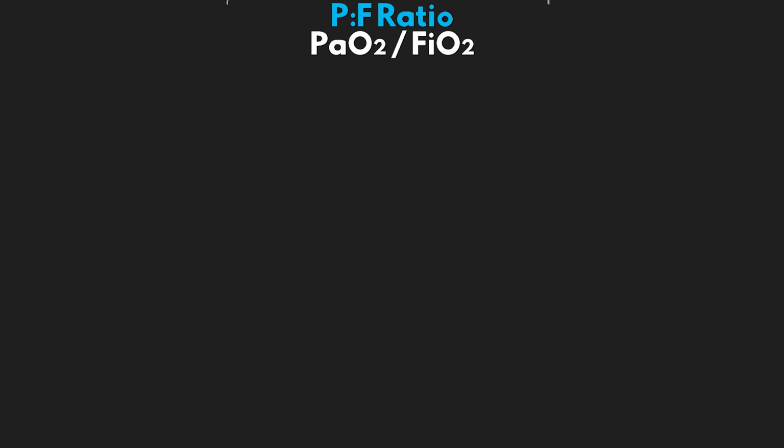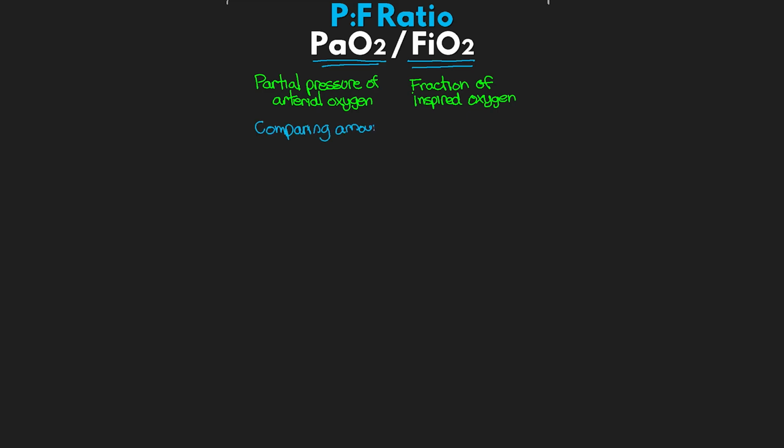So essentially, our PF ratio is a shortened way to say our PaO2 to FiO2 ratio. PaO2, as we know, is our partial pressure of arterial oxygen, and our FiO2 is the fraction of inspired oxygen, or the percentage of oxygen that we're delivering to our patients. Really what this means is that we're comparing the concentration of oxygen in arterial blood to the amount of oxygen that's being delivered to our patient.